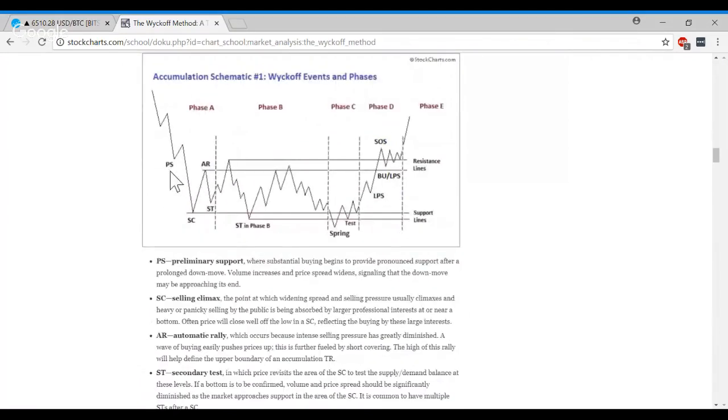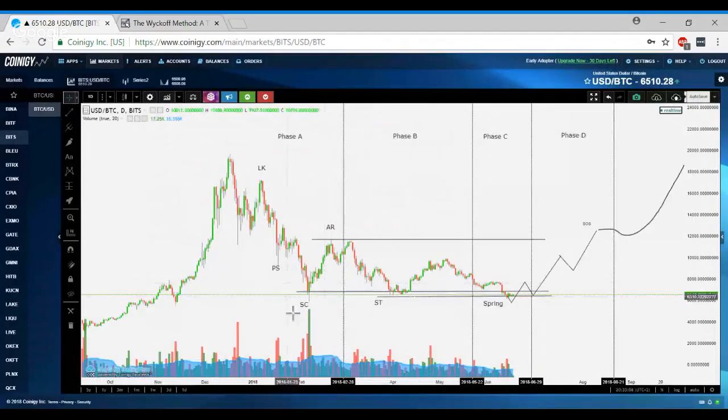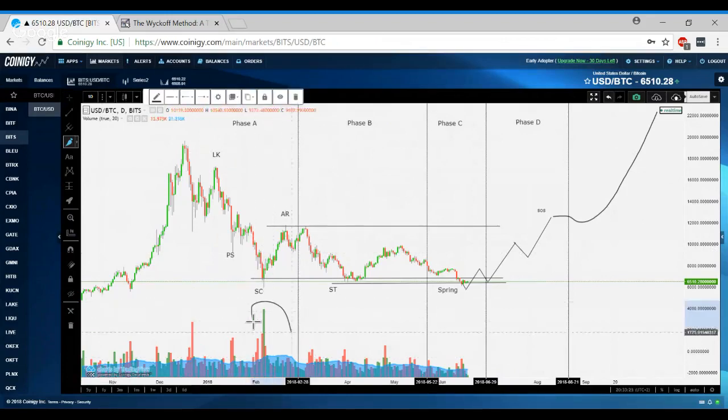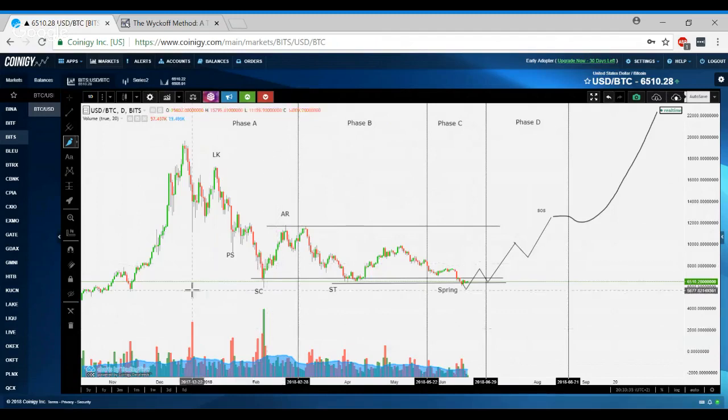After preliminary support, we have the selling climax. You can probably guess by the name that this is the point where most sells will be made. Basically, everyone will be panicking here, selling off their stacks, and you can see this in the volume. You can see these massive volume candles on the daily. There were about 6 big candles, whereas in the previous sell-offs there were maybe only 2.